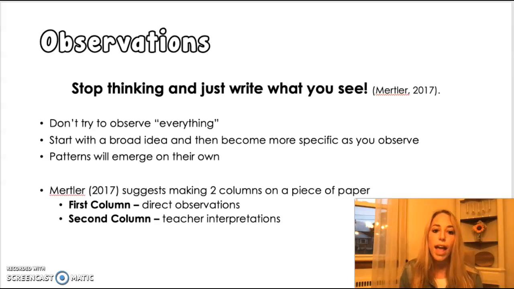Mertler also suggested making two columns on a piece of paper. I thought this was actually really helpful. On the left-hand column, you write exactly what you observe, and in the right-hand column, you write your own interpretations of that. Having it separate really gives you more credibility, because when you look back on it, you'll know the difference between, this is what I observed, and this is what I think it means, and you're not confusing the two. We're actually going to talk a little more about that later too, so we'll come back to that thought.